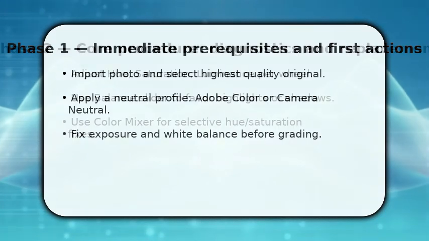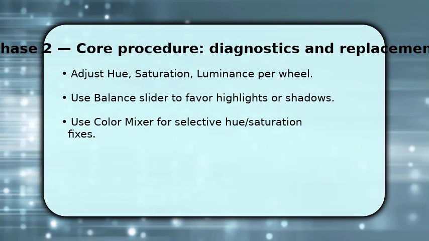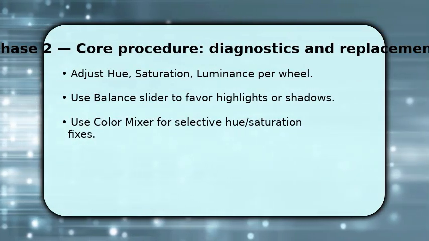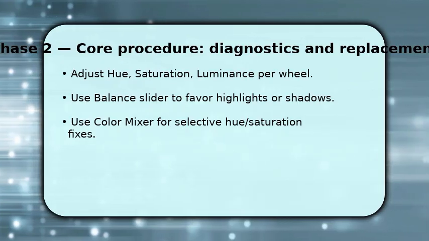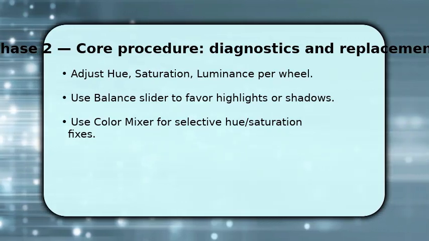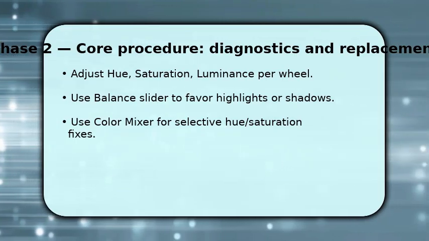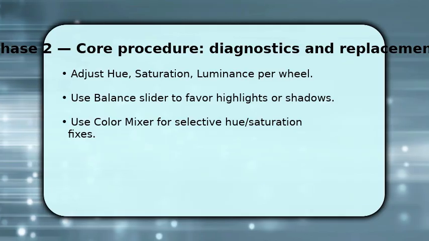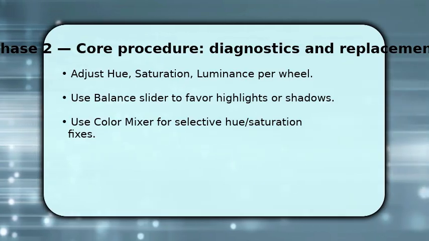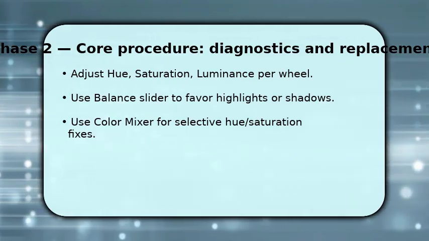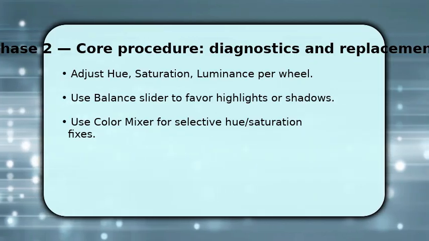Now you sculpt. Nudge the highlights wheel toward the target hue, then lift saturation in small steps, 0.5 to 8 units, so skin and skies stay natural. Move to midtones and shadows next, because midtone shifts change mood while shadows anchor contrast. Use the balance slider to bias the overall effect toward highlights or shadows, depending on your image.